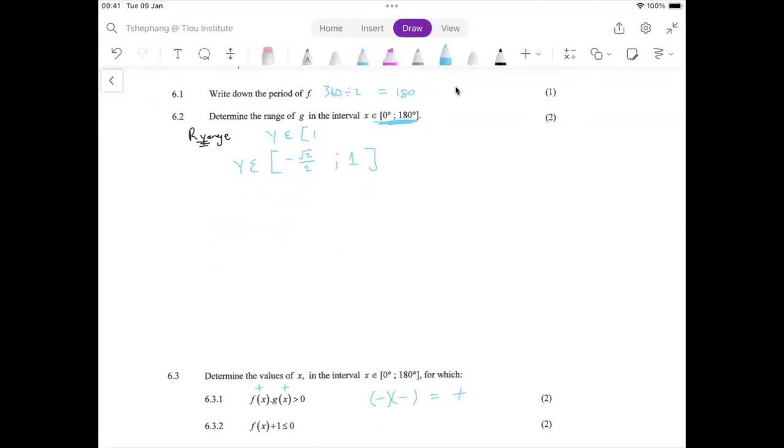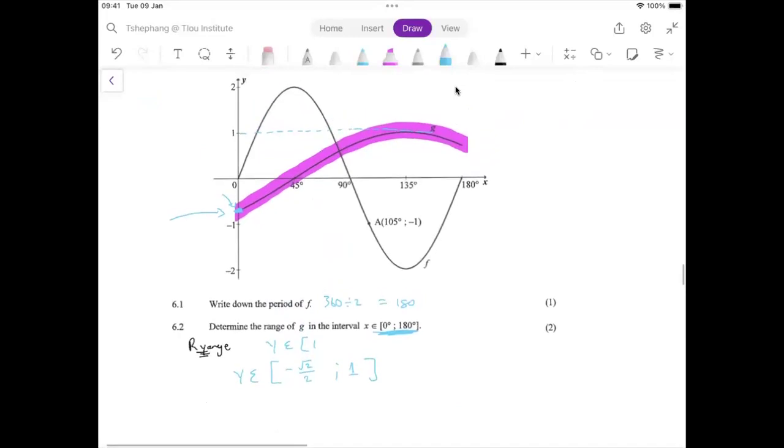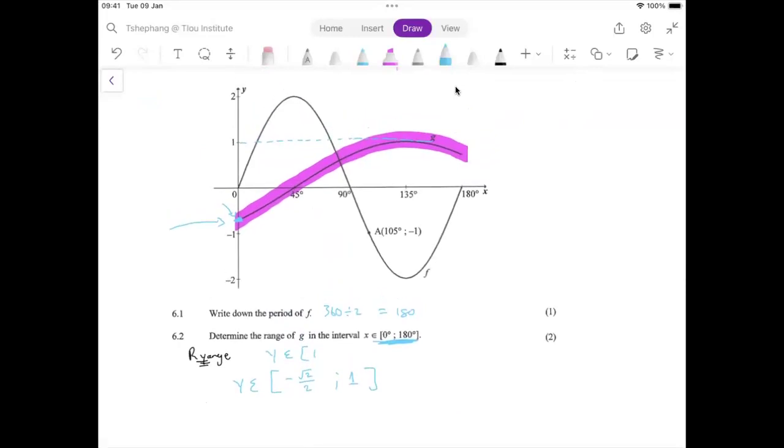So we'll start with both of them being positive. Where are they both positive? Let me just erase everything and then highlight the part where they are both positive. I'm seeing that between 45 and 90, they will both be positive. Just there, they're both positive. Is there a place where they are both negative? No, there isn't.